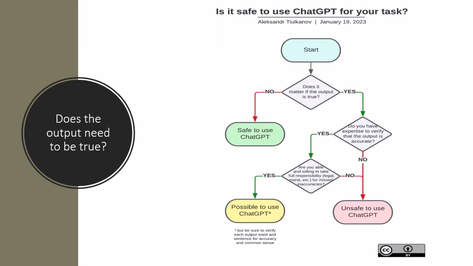So we have a nice flow chart here where we can assess: does the output need to be true? Is it safe to use for your task? Does it matter if the output is true? Yes. You have the expertise to verify if the output is accurate? Yes or no, unsafe to use. So if you are not an expert in this area, you cannot necessarily make those assessments. So it's really important to understand where you could use something for fictional support, fun writing, or for academic informed purposes.